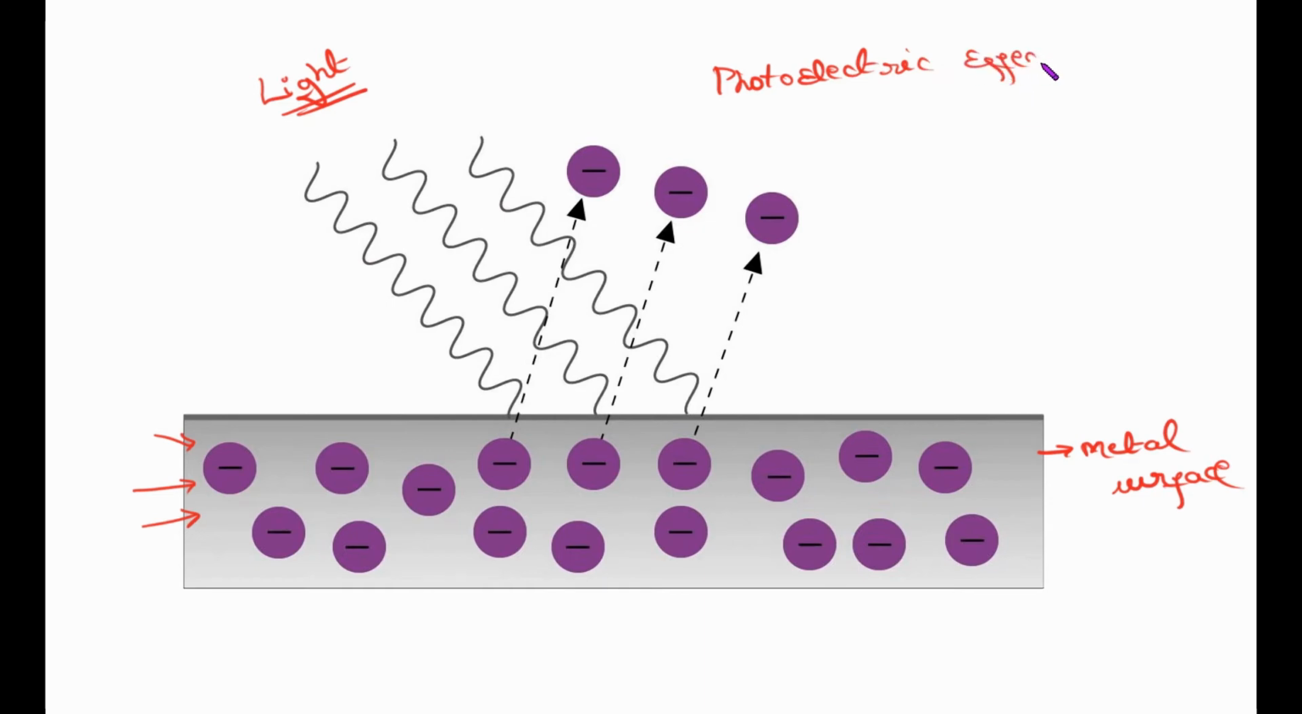And the minimum frequency required for the emission of electrons is called the threshold frequency. The electrons liberated here are called photoelectrons. Because of this phenomenon, current will be produced, that is, because of these electrons the production of current will take place, and that is called photocurrent. The current produced due to these electrons is called photocurrent.